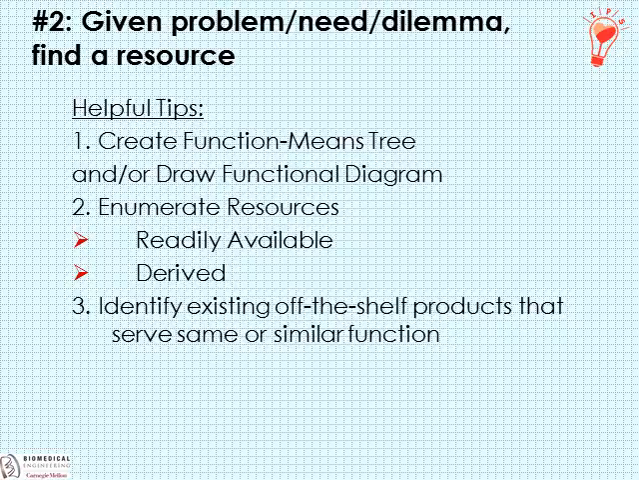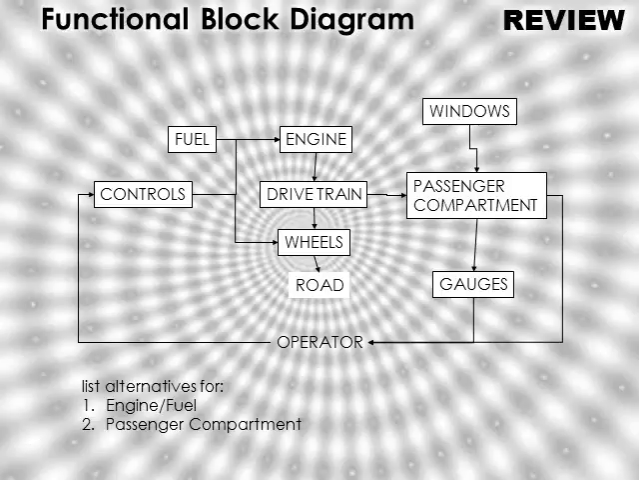And then third, in a practical setting, identifying existing off-the-shelf products that serve a same or similar function. In other words, not necessarily something that's immediately in front of you, but thinking about something that you could go to Walmart or go to a hardware store or craft store to solve a problem less expensively, more elegantly, and simply. To remind you what I mean by functional block diagram, this is an example that you'd seen before for a go-kart or some kind of vehicle. It's self-explanatory. It has the fundamental components like wheels and windows and steering wheel, and how they're interconnected.